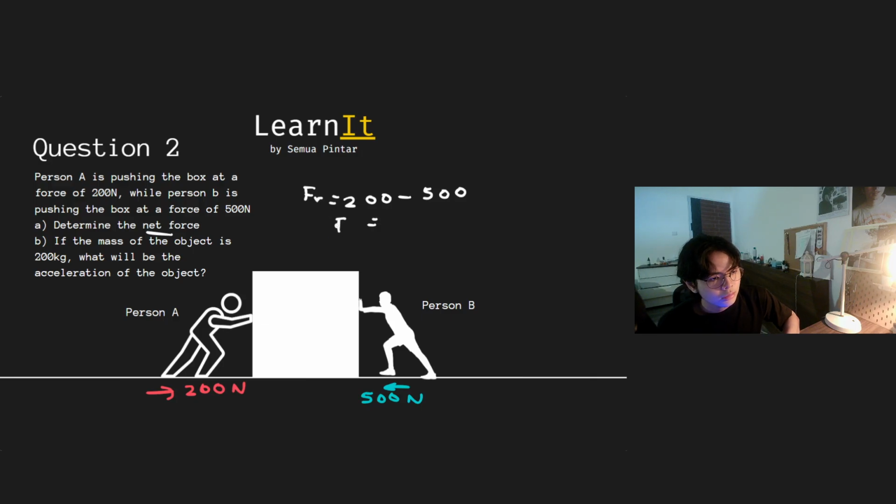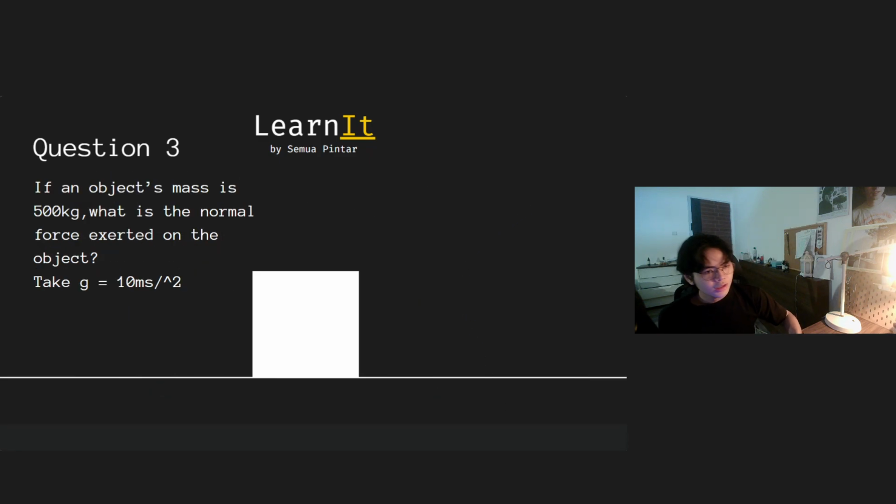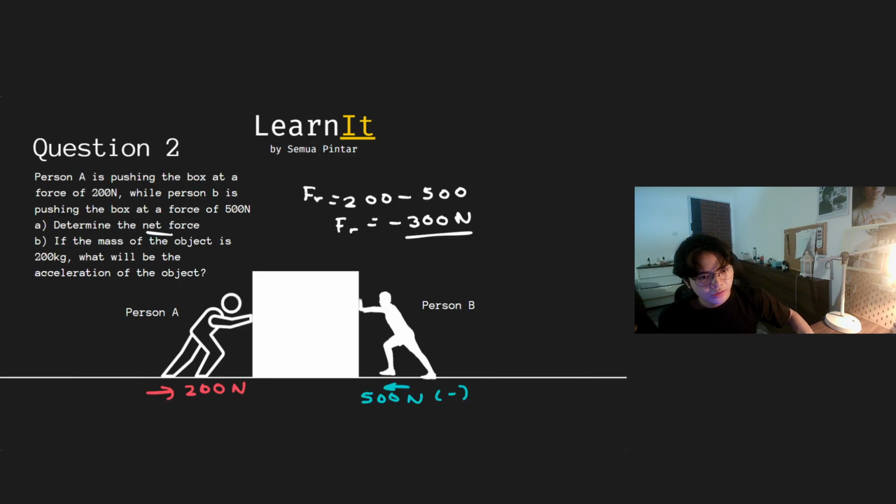No. Since this equates to negative 300 newtons, remember how we assigned this to be the negative one? Since it's negative, we can say that 300 is going in this direction, the negative direction, because there's a positive force and a negative force. We can say that 300 is going in the negative direction. Okay? That's it for the question.